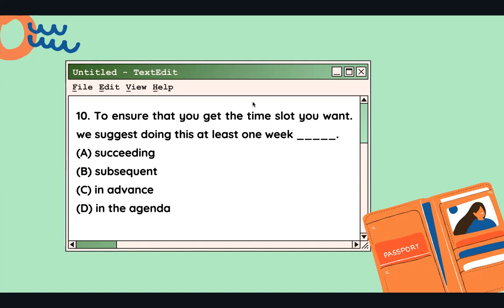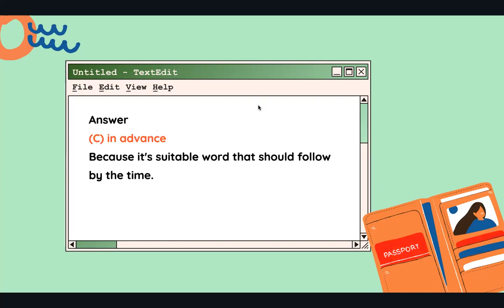Okay, the time is up. Let's see the answer. The answer is C, in advance, because this is the suitable word that should be followed by the word that indicates the time.